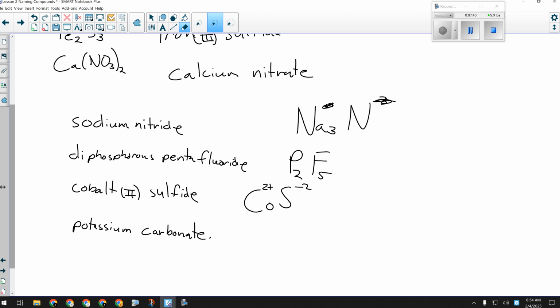So when I drop and swap, I get Co2S2. Am I done? You need to simplify. I need to simplify, okay? Now I've simplified, 1 and 1.